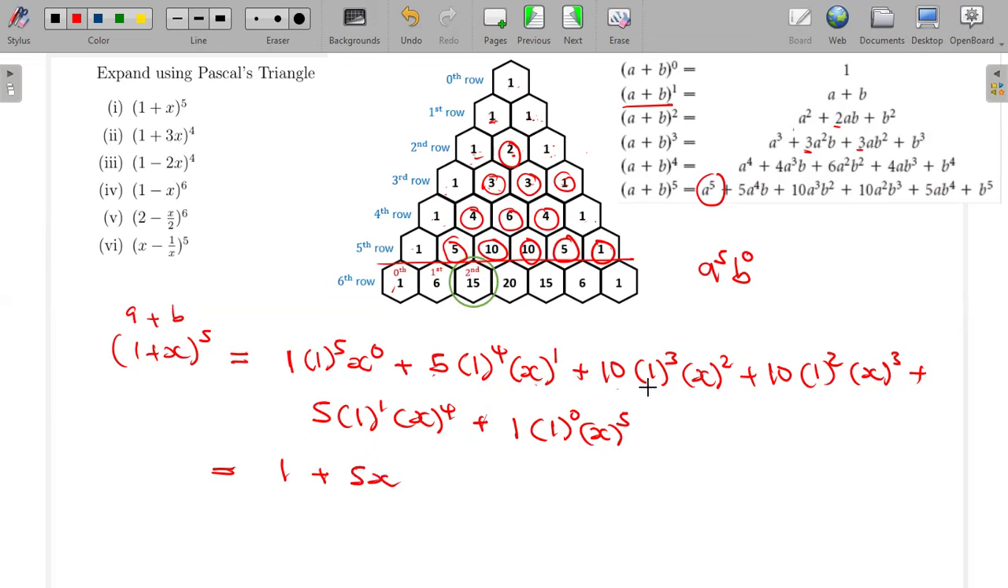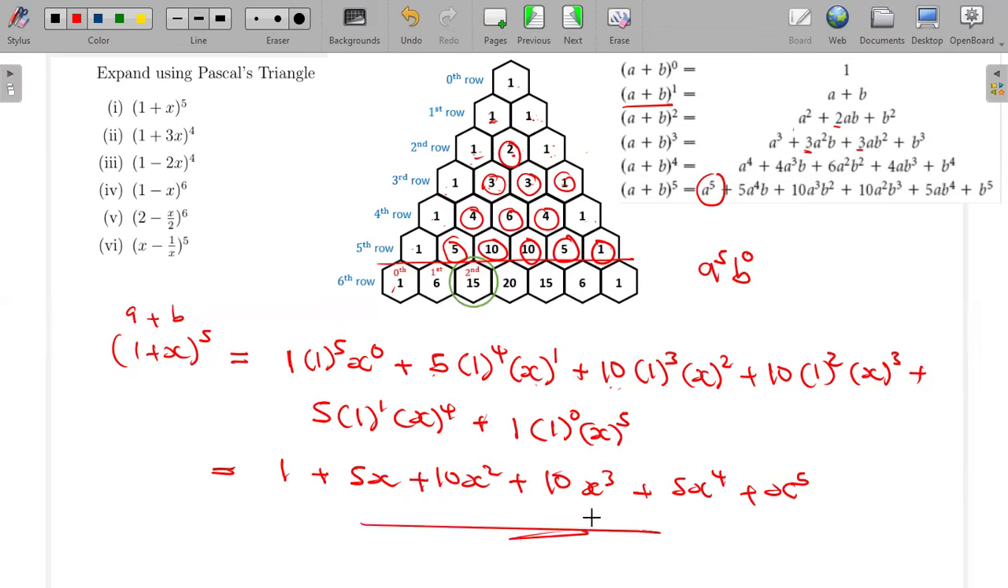And then next you have 10 to the power 1. Here 1 to the power 3, which is 1 multiplied by 10 gives us 10. And then x is raised to the power 2, which is just x squared. So this is going to give you 10x squared. Then plus we have 10 follows, then this is x cubed. Then plus the next is 5x to the power 4. Then plus here you get 1 to the power 0 is just 1. 1 multiplied by 1 is 1. Then you have x to the power 5, which is just going to give us x to the power 5, like that. So just like that, you'd have made your expansion.